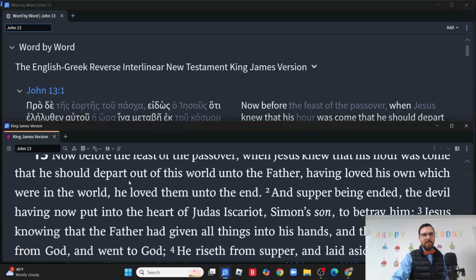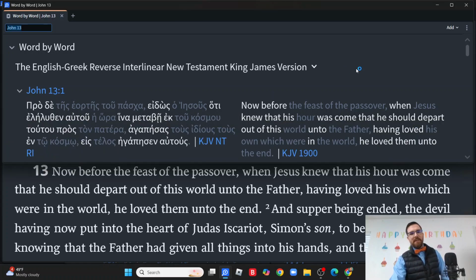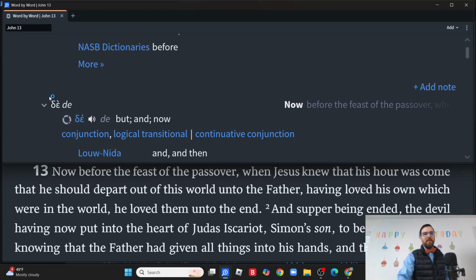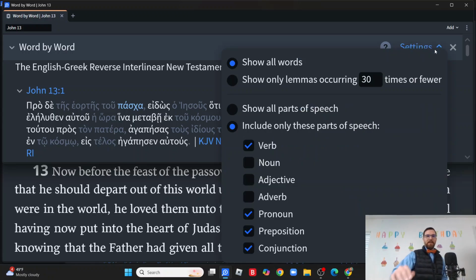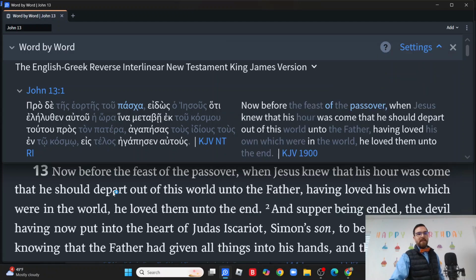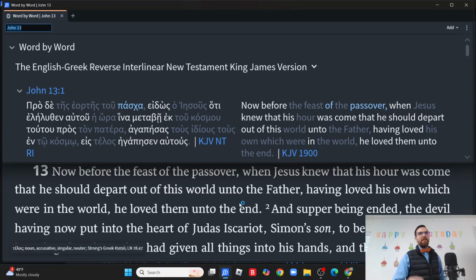All right, well, let's go back up to verse 1. So in here, this is an interlinear. You have the Greek text right here, and then you have your translation over here. And what I've done here is I've made it emphasize verbs, pronouns, prepositions, and conjunctions. The reason I did that is so we can see a few things with those conjunctions and those prepositions. So it says "now before," and that's a preposition. Before what? The Feast of the Passover. So that's what the preposition is preparing you for. Now before, and then the phrase that comes after is what it is preparing you for.